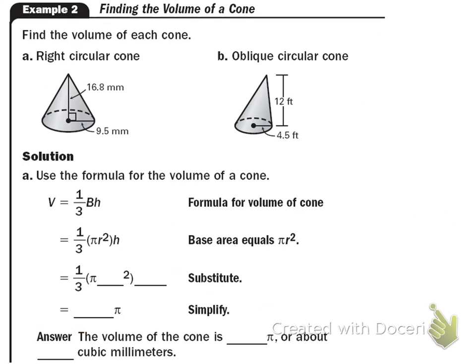All right, in example 2, we want to find the volume of a cone. Notice we have 2 different types of cones. We have a right circular cone and we have an oblique circular cone. Most of the time we would just call these a right cone and an oblique cone.